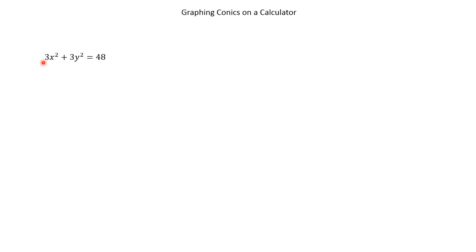First step, subtract the other term. 3x squared, subtract over to the other side. Now we have 3y squared equals something. Divide by 3. Now in this case, both of these are divisible by 3. If they weren't, we could have put 48 minus 3x squared all over 3 if we really wanted to. Chances are you're not going to have to do that, but you could if you had to. So now we have y squared equals something. So we're going to square root both sides.